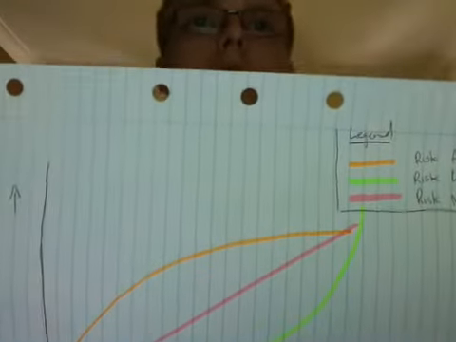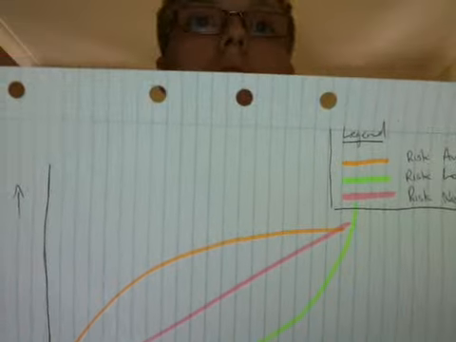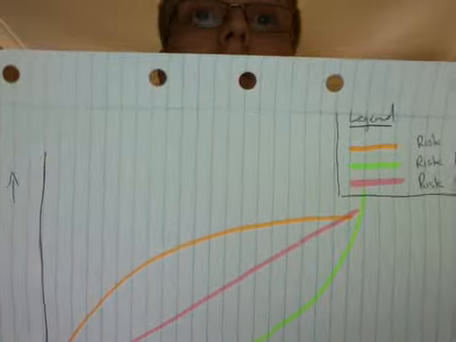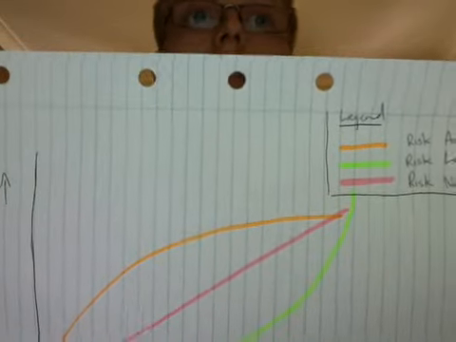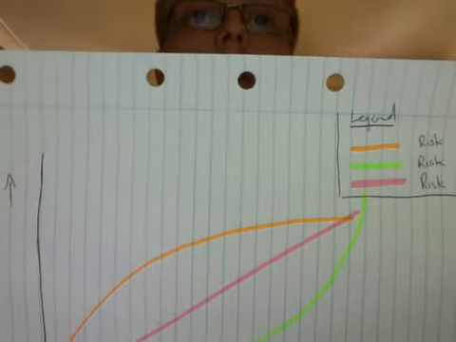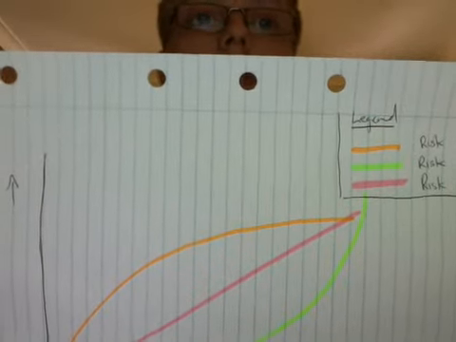A risk-averse person has a diminishing marginal rate of utility as income increases. Risk-neutral is fixed and linear and is indifferent between certain and uncertain events. Risk-loving has an increasing marginal rate of utility as income increases.